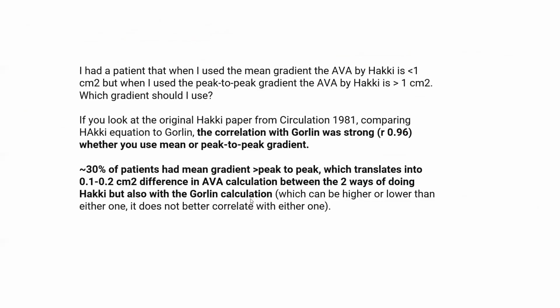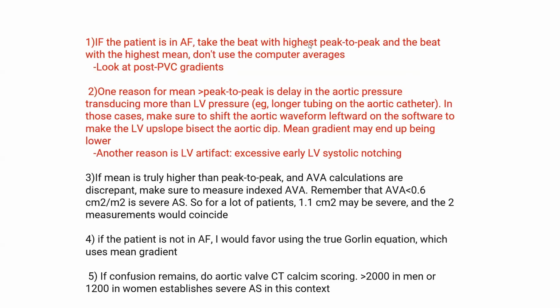There could be 0.1 to 0.2 centimeters squared difference. 30% of patients have mean more than peak-to-peak in that paper, which translates into 0.1 to 0.2 centimeters squared difference in valve area calculation between the two ways of Hakki, but also the Gorlin equation. So which one do you pick? Look at everything and look at the clinical pictures, but these are some of the ideas. Verify whether your mean is truly different from peak to peak. One, ensure a proper timing of the aortic and LV upstroke, as I showed.